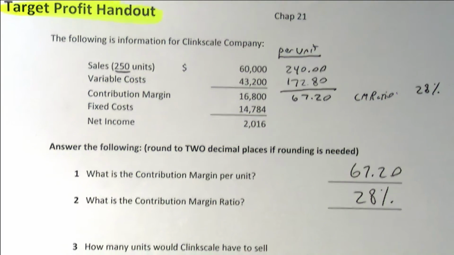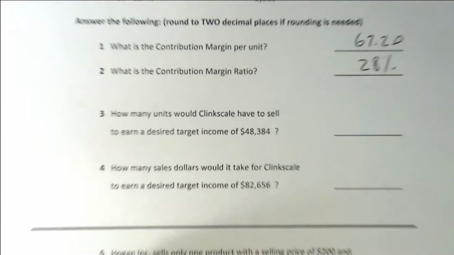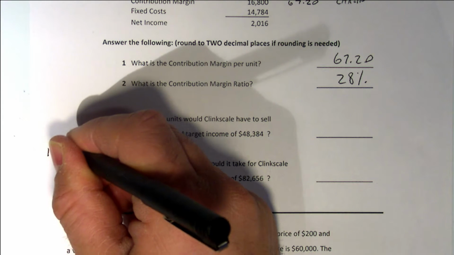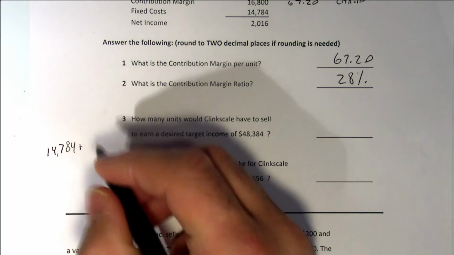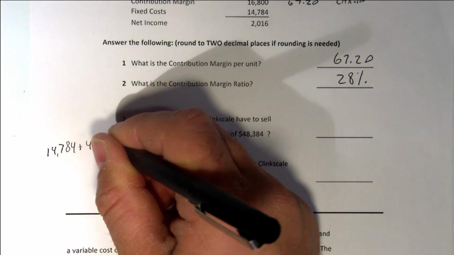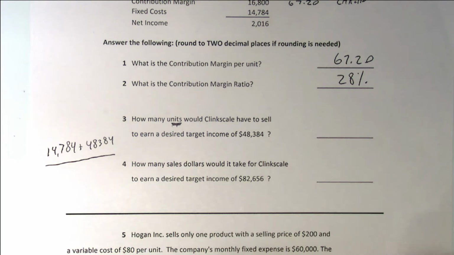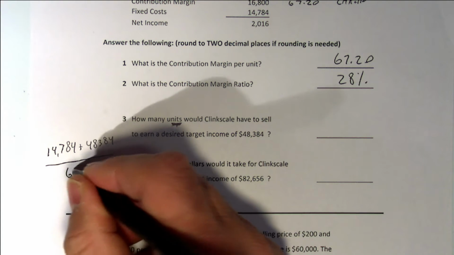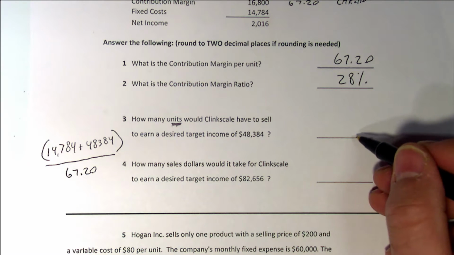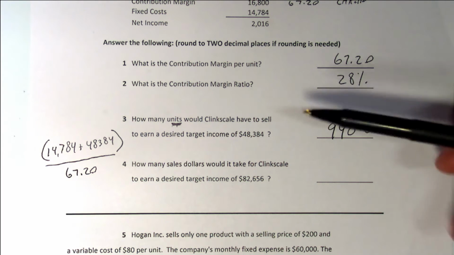The CM ratio, as I said, is 28%. How many units would Clinkscale have to sell to earn a desired target net income of 48,384? Well, let me zoom out a little bit. You just take your fixed costs of 14,784 plus the desired target income of 48,384, divided by, what are they asking for? How many units? So we divide that by CM per unit, which is 67.20. Okay, make sure you do your order of operations correctly. And that, I believe, equals, is that 940 units? 940 units. If we sell 940 units, our bottom line should be 48,384.